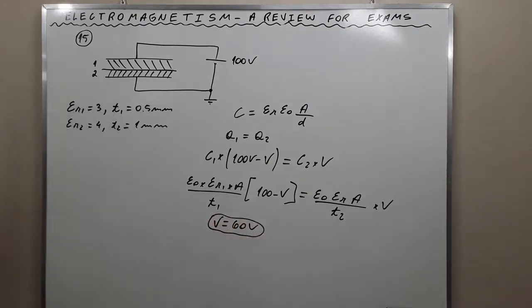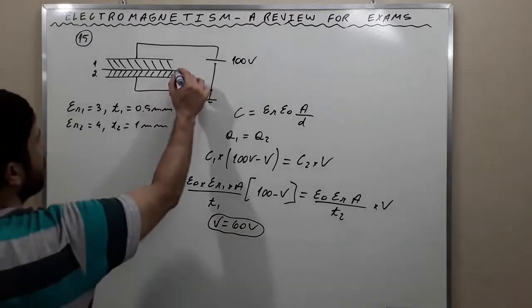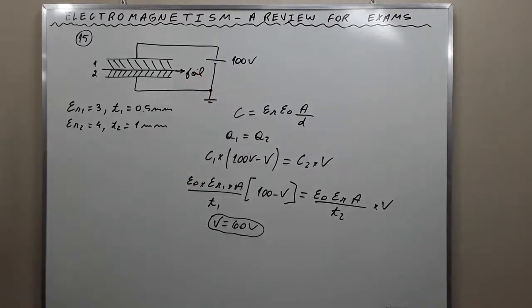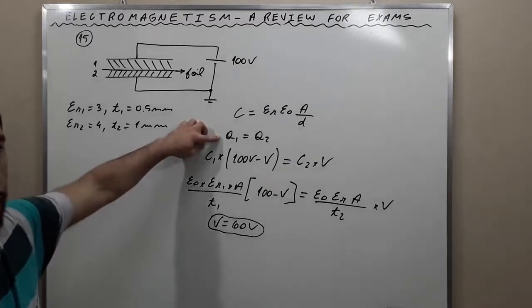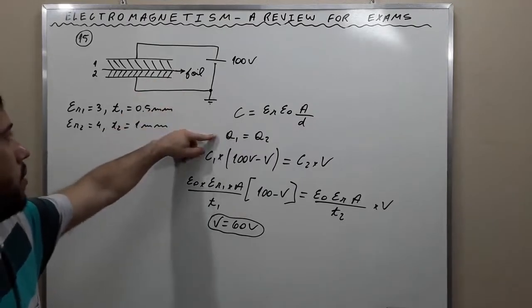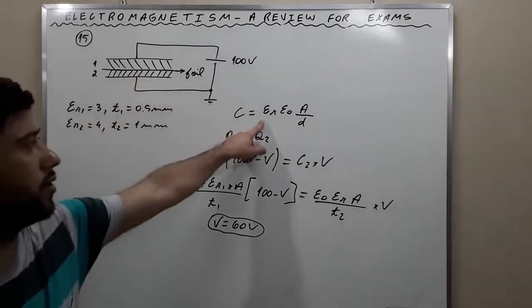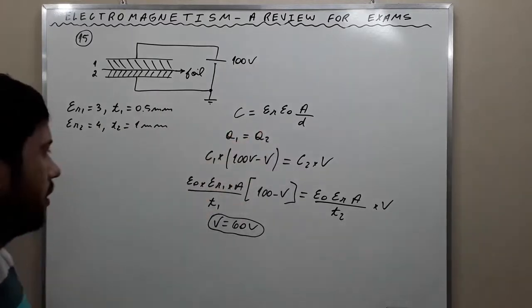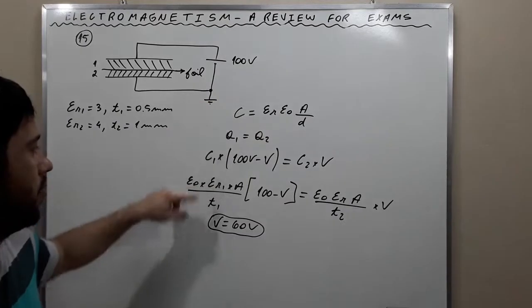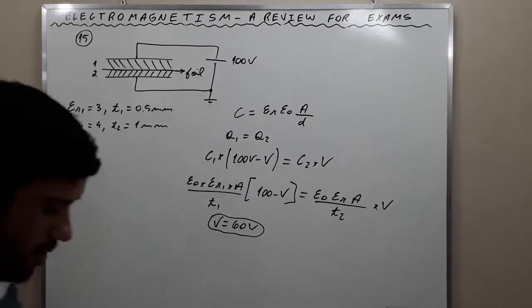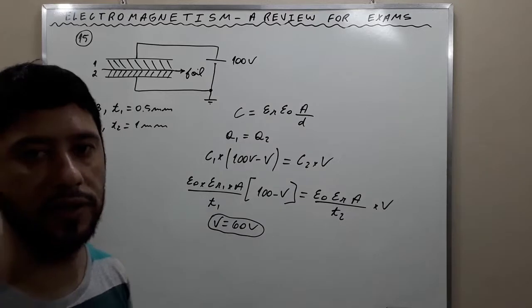Okay, the voltage of the conducting foil here, this is the foil. The voltage at the conducting foil is 60 volts. Okay? To calculate this, we assumed that the charge will be evenly distributed when the capacitors are in series like this. Okay? And we used this expression here to calculate the capacitance. And by substituting this and this here, we found 60 volts. So this is everything for exercise 15. Let's go to exercise 16.